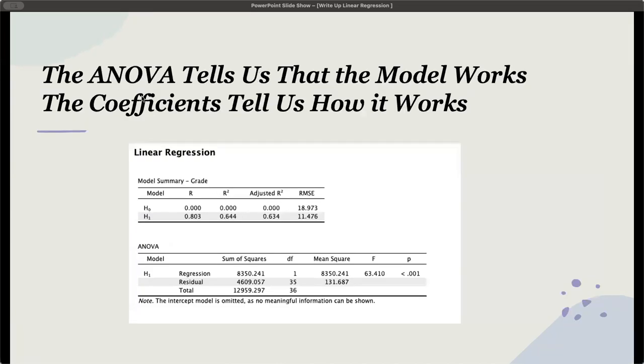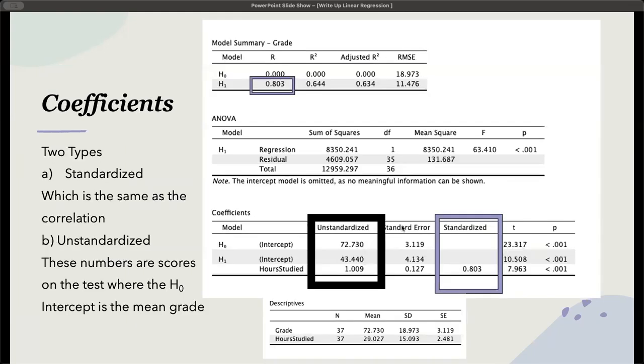And so the ANOVA test is going to tell us that the model works. The coefficients are going to tell us how it works. So let's look at how this is going to work here. First, with the coefficients, there are two types.